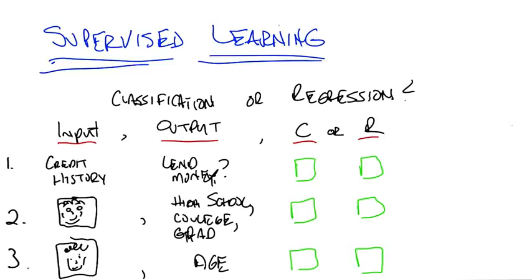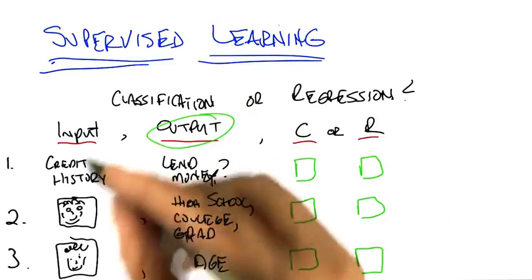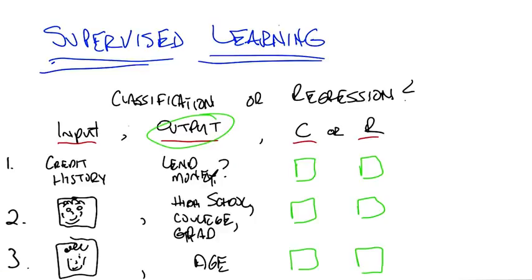The difference between a classification task and a regression task is not about the input, it's about the output. If the output is continuous, then it's regression, and if the output is a small discrete set or discrete set, then it is a classification task.